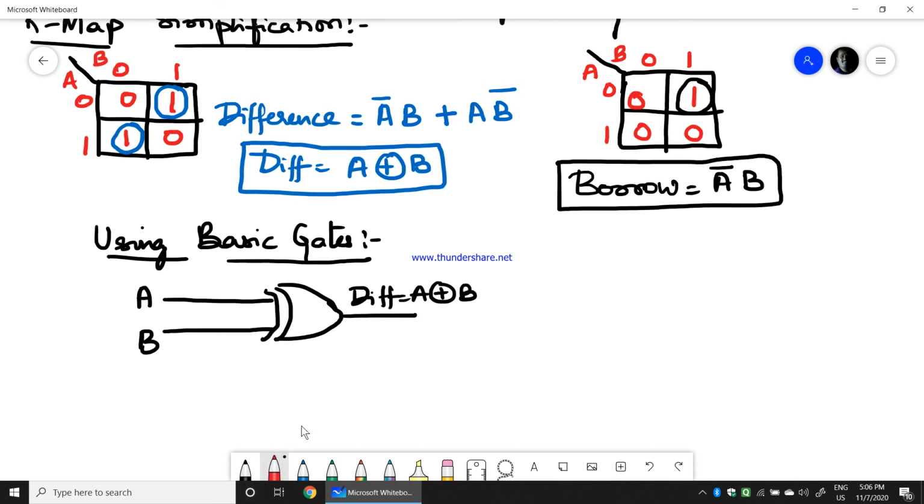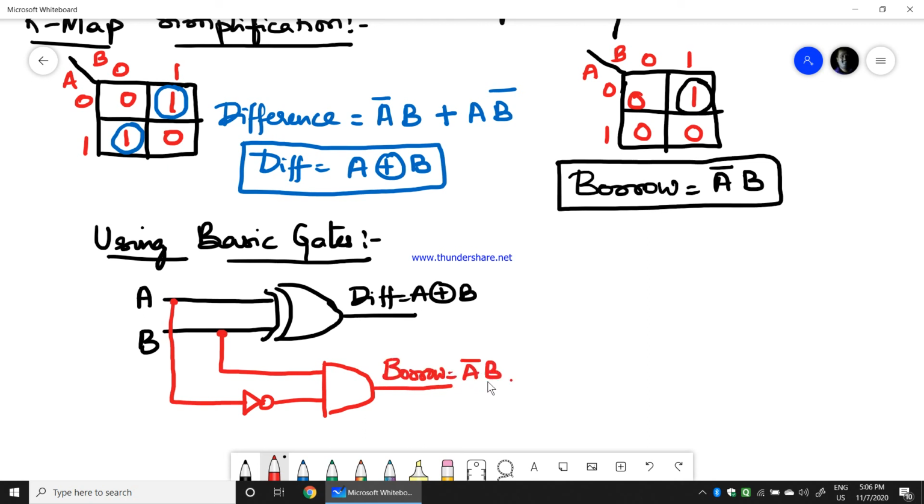Now for borrow, I should take a NOT gate from A because I need A bar, and I'll take B, and then I'll connect this to an AND gate which gives me the borrow, which is nothing but A bar B. So this is the expression we get, or this is the design we have done using basic gates.